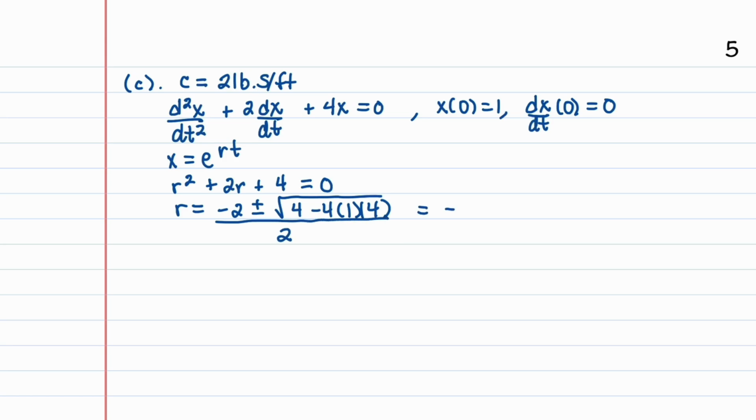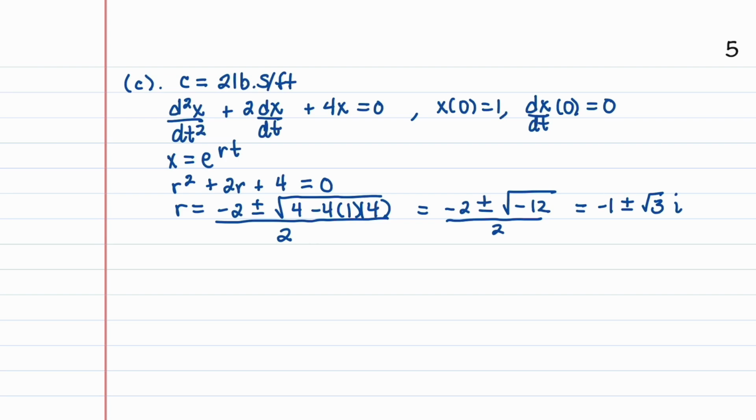This is equal to minus 2 plus or minus the square root of 4 minus 16, so that gives us a minus 12. Divide that by 2, so this is minus 1 plus or minus. We can bring out the square root of 4, which is 2. That cancels with the 2 in the denominator. So we end up with just square root of 3 times i because of the negative.